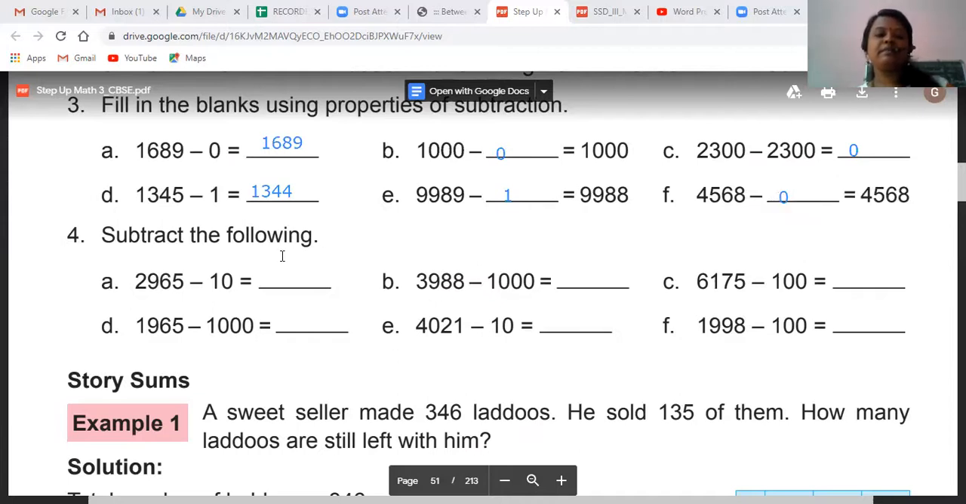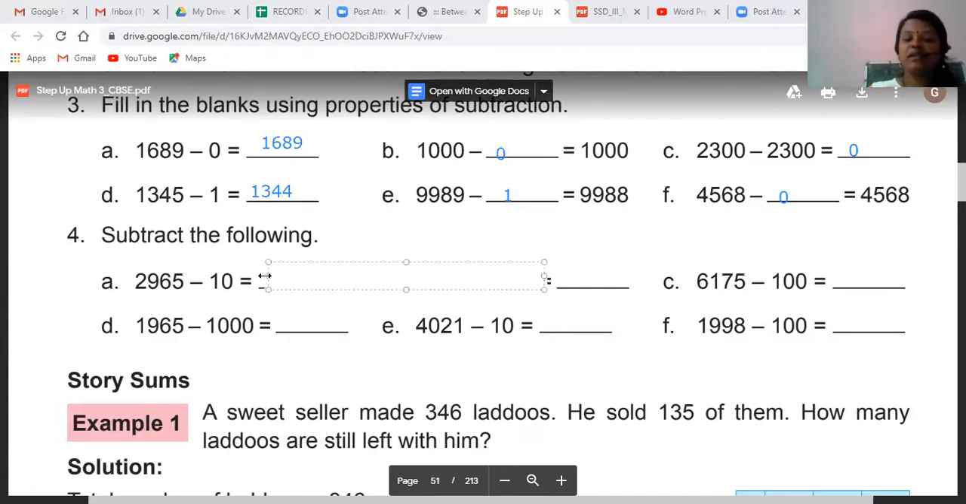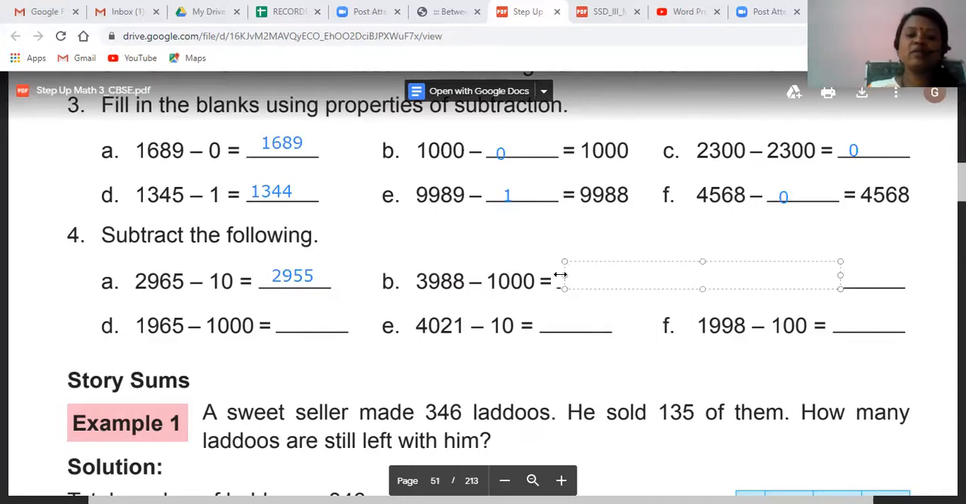Now let us check the subtraction of a number when we subtract by 10, 100 and 1000. So, 2965 minus 10, we have to reduce the tens place 6 by 1. So the answer would be 2955. In a similar way, 3888 minus 1000. The thousands place will be reduced by 1. So the answer would be 2888.